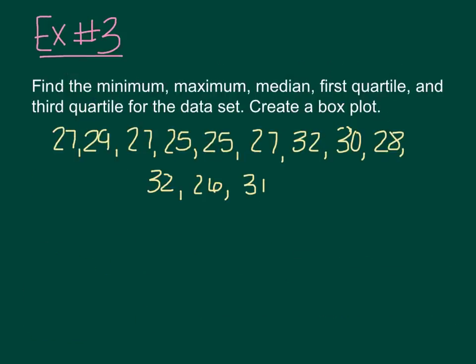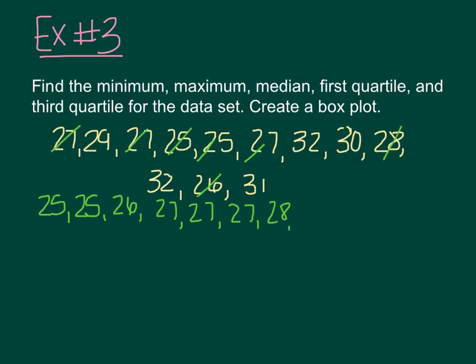Same thing for number 3. So first thing we know, put them in order, least to greatest. I see 25. I see 2 of those. 26, 27, I see 3 of those. 28, 29, 30, 31, and I see 2 32s.